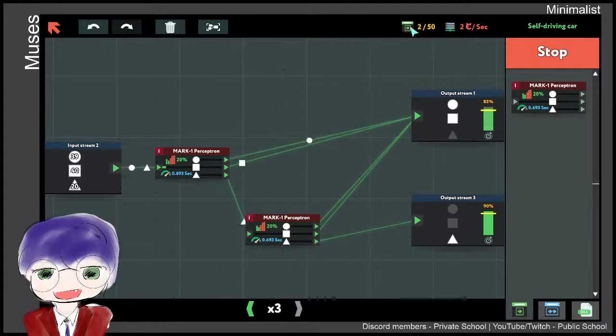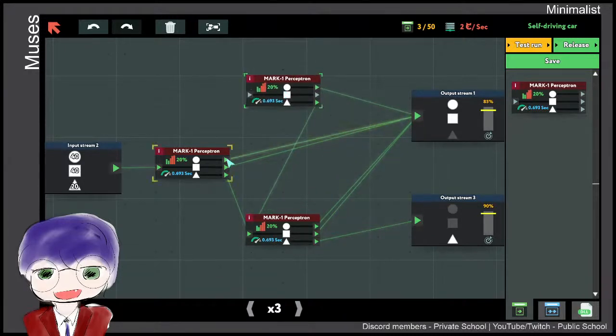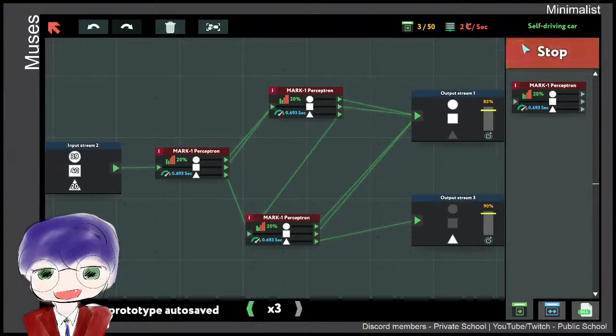We could add more. They give us 50 in total, so we could theoretically add more. If we did add more, it would be like this, to make sure that things continue to go in the right directions. We can take a look and see how that goes. That should increase our accuracy. I think that'll decrease our time though.